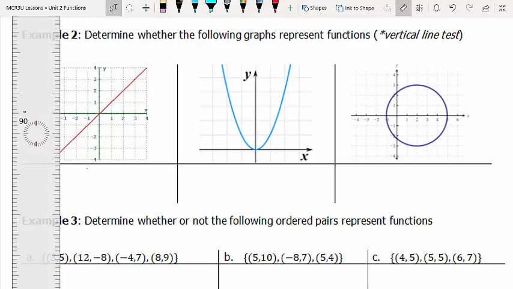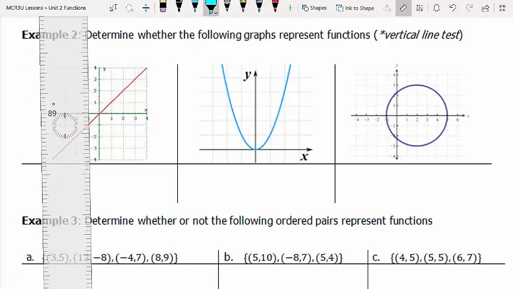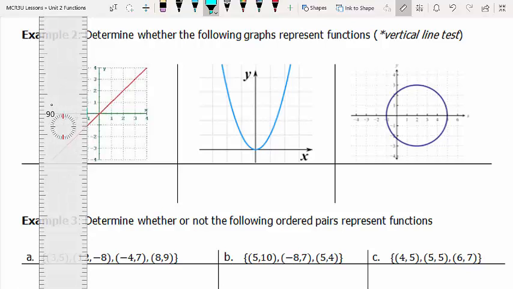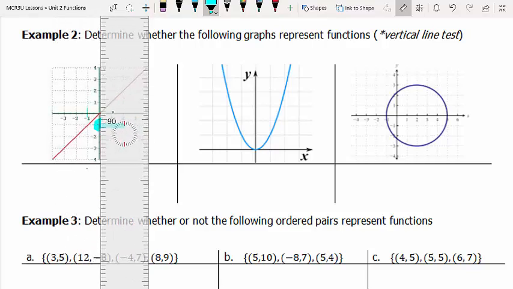Okay, and that's just building off our definition of a function. Remember, every x value can only have one y value. Every input can only have one output. So for example, if I have my vertical line here at -1, that's the x value, it only has one y value because I'm only touching the graph at one spot. Okay, and that's going to occur every single spot on the graph, so this is a function.